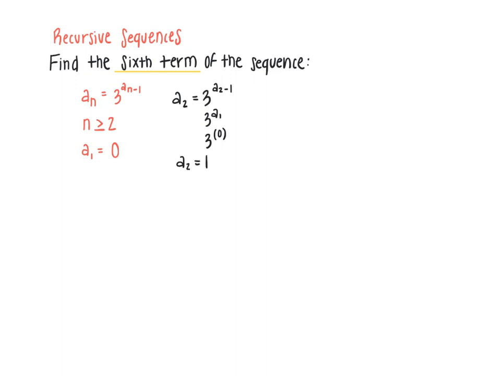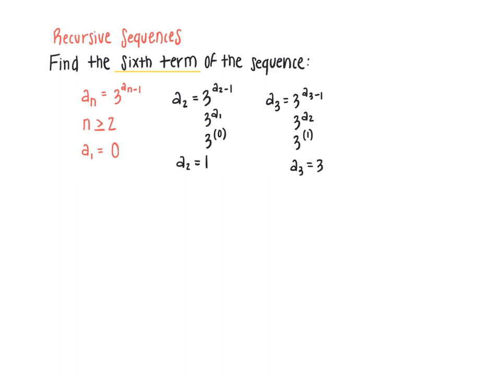So now we know our second term, and we can move on to finding our third term. A sub 3 is going to equal 3 to the a sub 3 minus 1. So I know that is simply 3 raised to a sub 2, and a sub 2 is equal to 1. So 3 raised to 1 is simply 3. So a sub 3 is equal to 3.